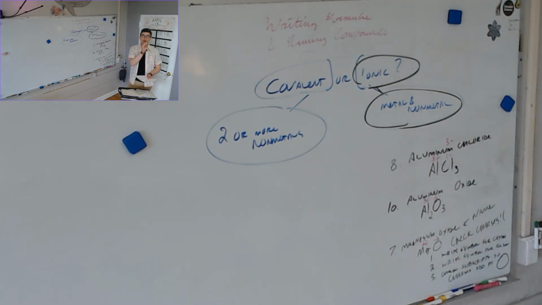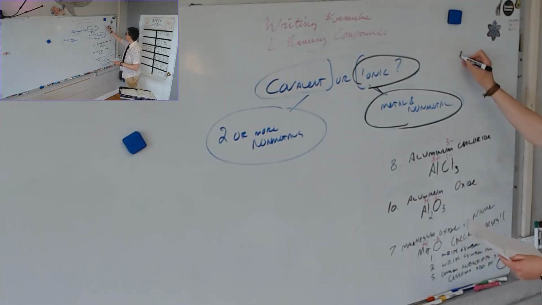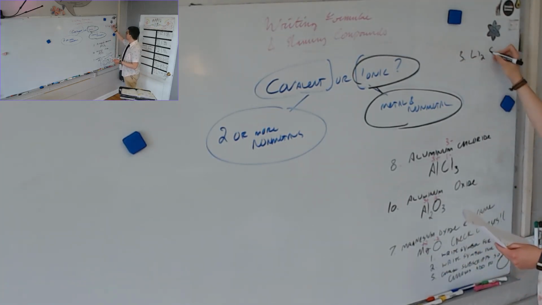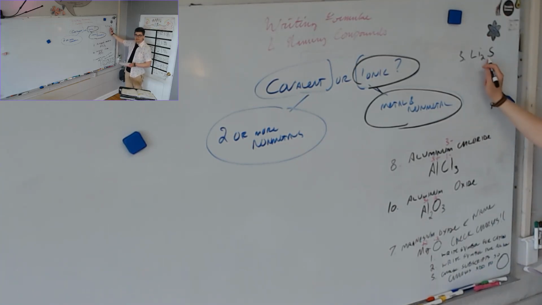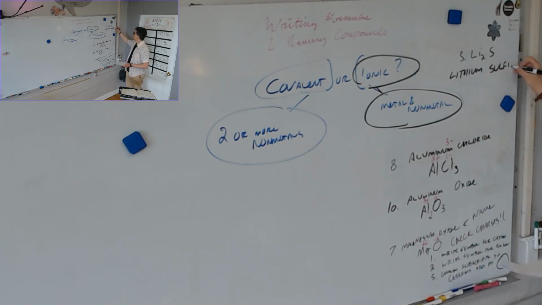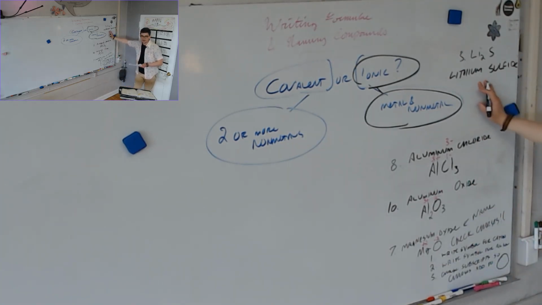So, writing the name is pretty easy. Look at number 3 on the top. Let's do 3 together real quick. Li2S. Remember, we only had 2 steps for writing their name. Even with the numbers in it, it's still going to be lithium sulfide. We don't have to check that their charges line up when we're writing the name. So 3 is lithium sulfide.